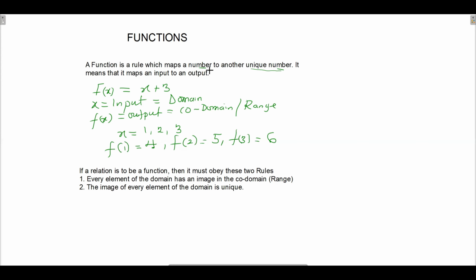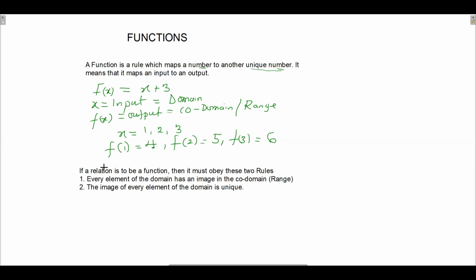That it maps a number, that means the input, to another unique number, which is the output. So for it to be a function, it has to match a number, that's the input, to a unique number, that's the output. Not two inputs giving us an output that is the same number. You will see here that f of 1 is different from f of 2, which is different from f of 3. That's what we call a unique output.